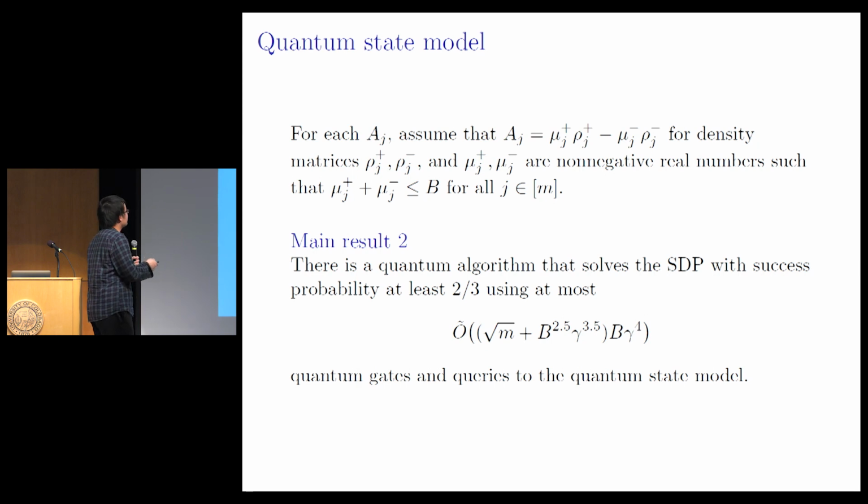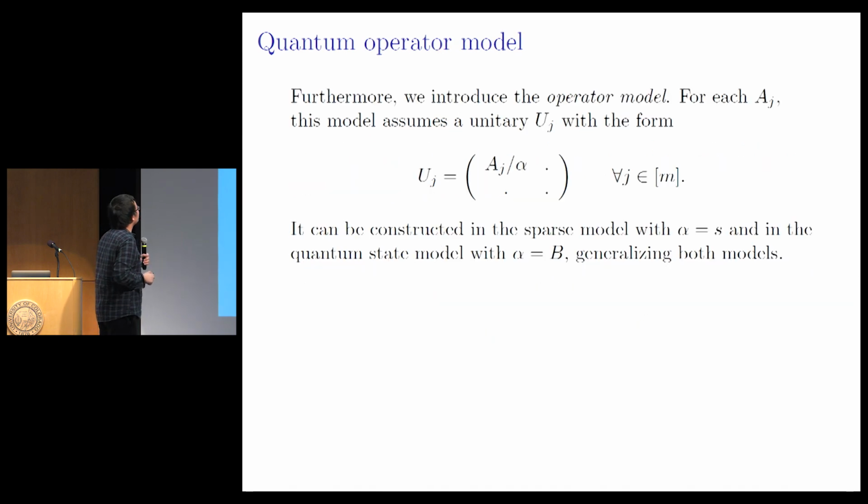Another thing that we introduce in our work is a model called the quantum operator model. Here, for each constraint matrix A_j, we are going to assume a unitary U_j whose upper left corner is this constraint matrix A_j, up to some global constant alpha. So why do we want to study this operator model? I think there are basically two reasons. The first reason is that this really aligns with recent techniques, for instance the block encoding technique that Andras Gilyen introduced this morning in the singular value transformation techniques.